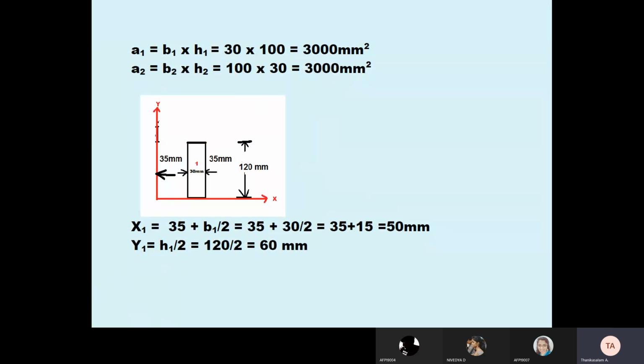Students, X1. I told you already, for X bar, which one is the reference axis? Y axis is the reference axis. Students, Y axis is the reference axis for X bar. Now see our diagram. The section 1 is some distance from Y axis. If it were directly touching the Y axis, we could write b by 2, the center distance x for rectangle 1. But it is some distance away from the reference axis.